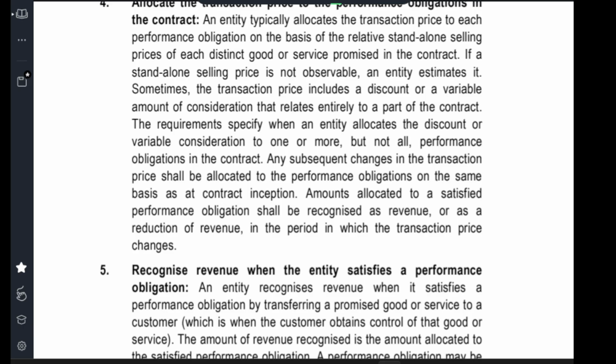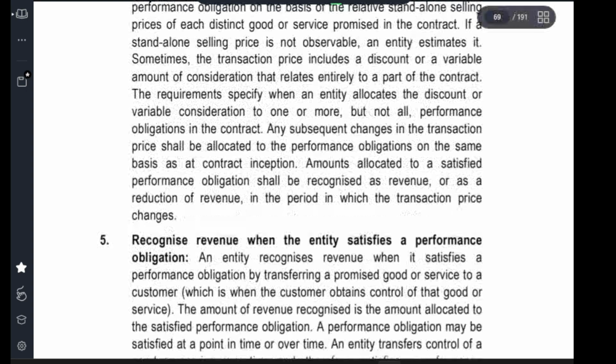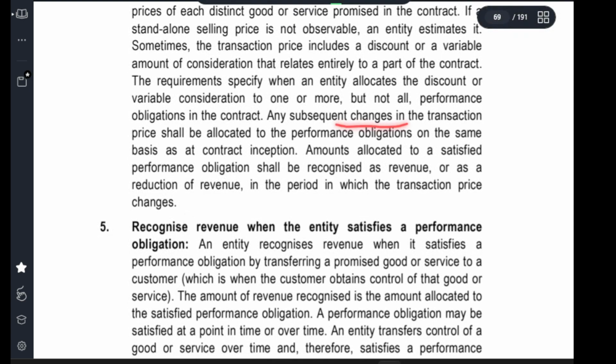Sometimes present value needs to be considered, some variable cost needs to be considered, and discounts need to be considered. Everything is involved in the valuation. The requirements are specific when the entity allocates a discount or variable consideration to one or more, but not all, performance obligations of the contract. So whatever we do should be based upon the performance obligation, and the variable consideration should be considered. Subsequent changes in transaction price shall be allocated to the performance obligations on the same basis as at contract inception.